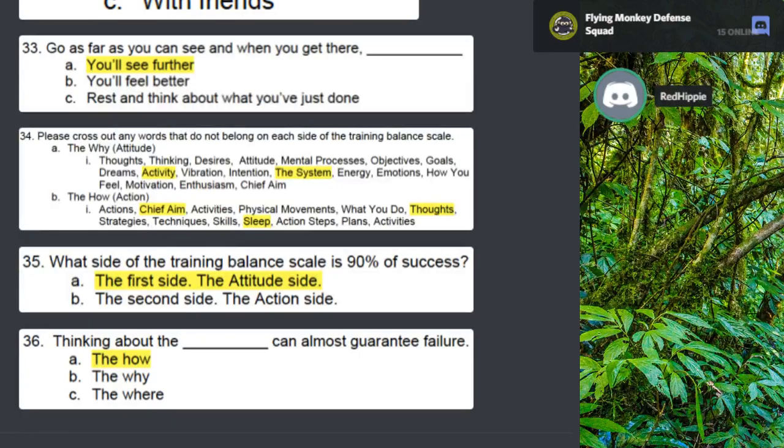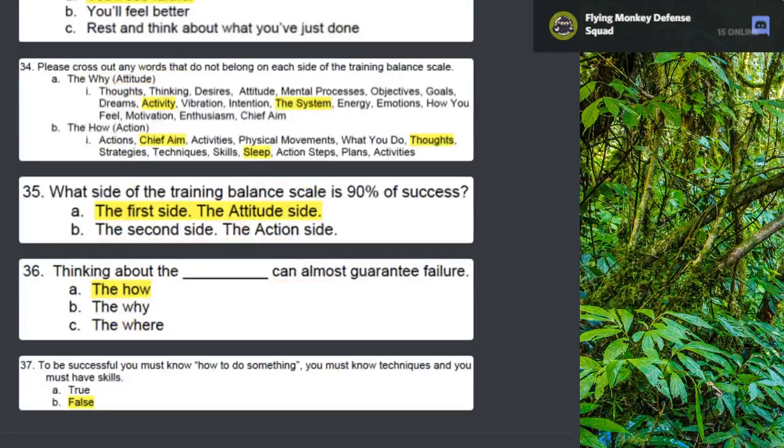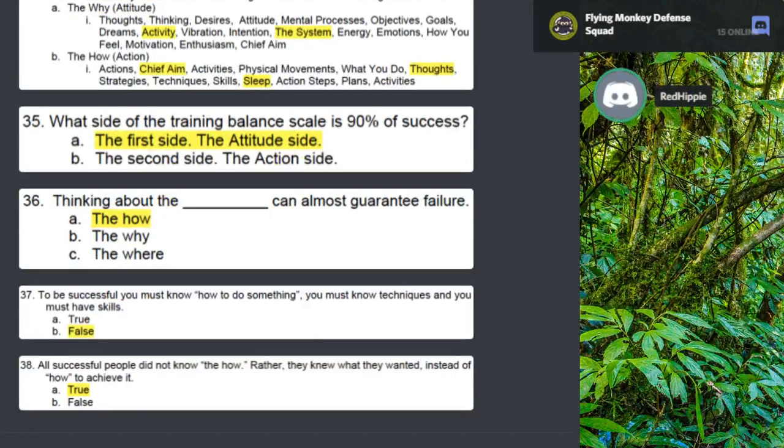To be successful, you must know how to do something. You must know the techniques and must have skills. False. False, that's right. All successful people did not know the how. Rather, they knew what they wanted instead of how to achieve it. True. Yes, true.